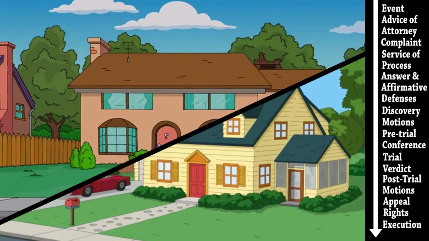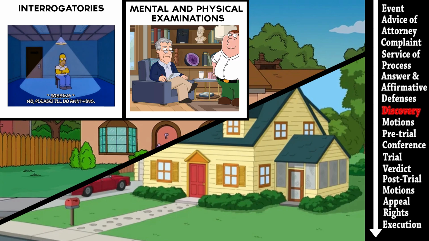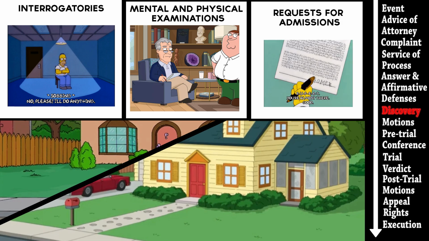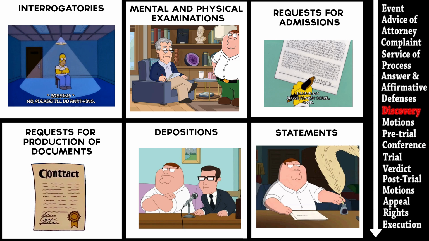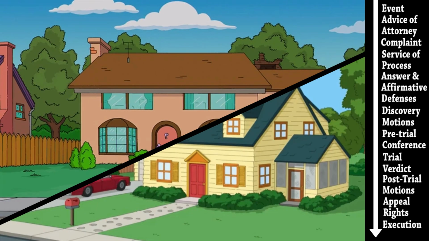With the pleadings out of the way, what follows is a discovery, which is essentially the formal and informal exchange of information by both sides. This can happen in a variety of ways, such as interrogatories, mental and physical examinations, requests for admissions, requests for production of documents, depositions, or statements. Discovery can be very lengthy, but in our case, it ends up being easy with requests for production of documents and depositions being used.